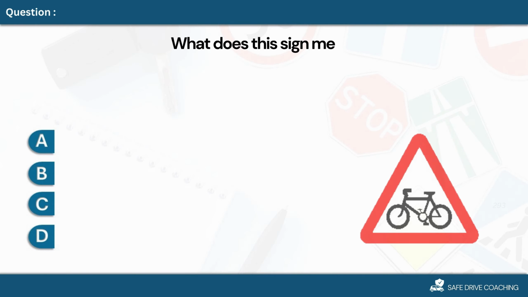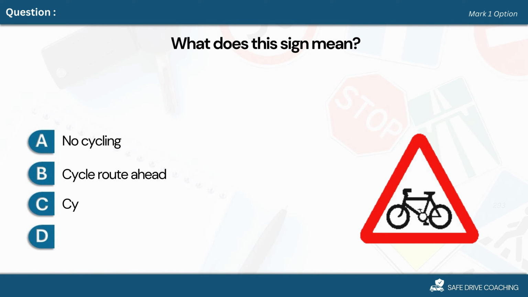What does this sign mean? A. No cycling. B. Cycle route ahead. C. Cycle parking only. D. End of cycle route.